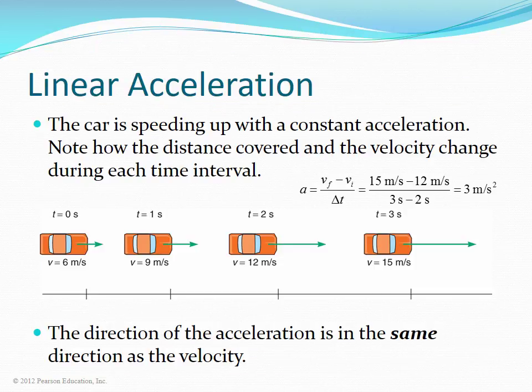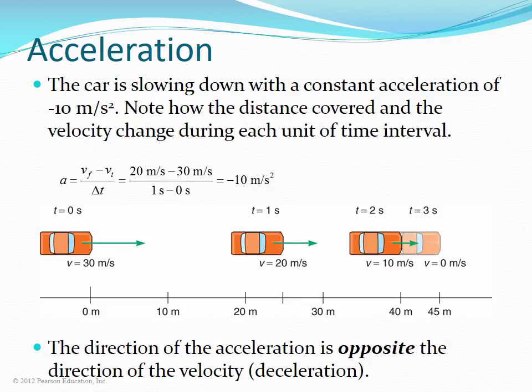When we studied linear acceleration, we saw this figure. The car is speeding up with a constant acceleration and moving to the right. The acceleration is positive. The direction of the acceleration is in the same direction as the motion. In this motion diagram, the car is slowing down with a constant acceleration of 10 meters per second squared. The acceleration in this case is negative, which is commonly called deceleration. When an object is slowing down, the direction of the acceleration is opposite the direction of the motion.